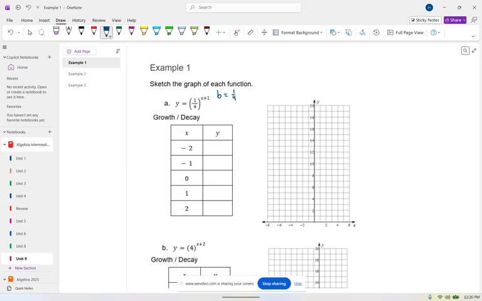Now, if the base is more than 1, it's going to be growth. If it's less than 1, it's going to be decay. 1/4 is less than 1, so this is going to be decay. Okay? A value of h.